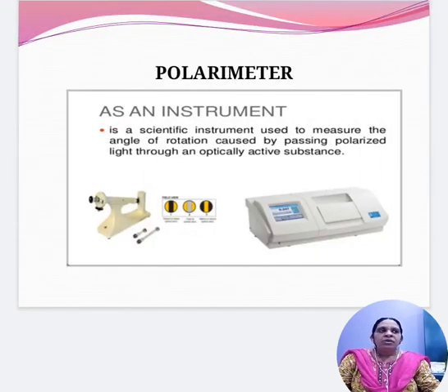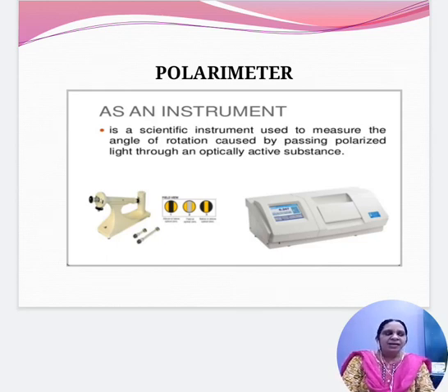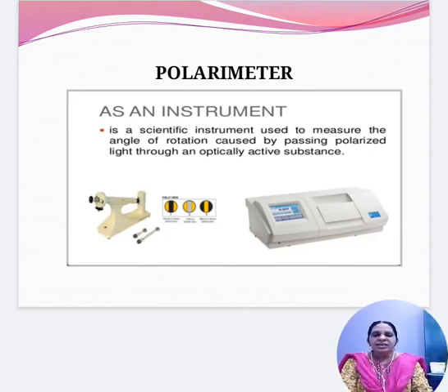So this is the diagram, the figure of the instrument that is used for measurement of optical activity. A polarimeter is a scientific instrument which is used to measure the angle of rotation caused by passing polarized light through an optically active substance. This is the figure of the polarimeter.